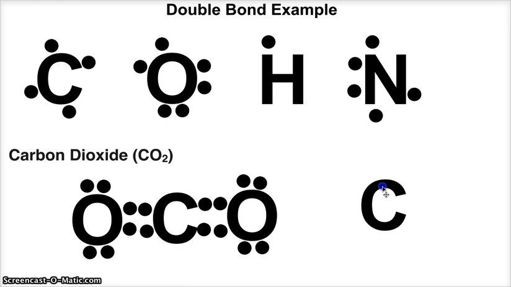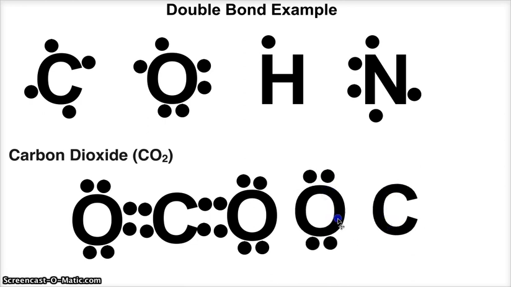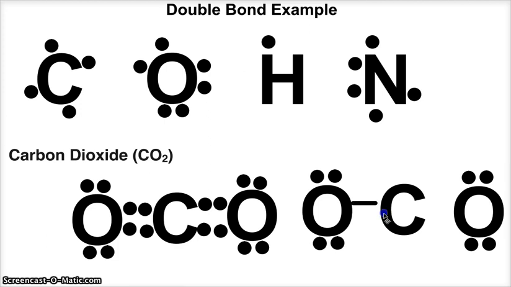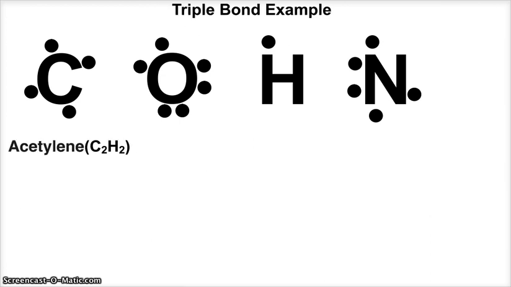The way to show that with a structural diagram is I'm going to bring my carbon out and my oxygens out. Notice I still have my non-bonding pairs of electrons here. And then I'm going to draw my lines for a bond. But it's a double bond, so I'm going to draw 2 lines now. And now I have my Lewis dot diagram along with the structural diagram for carbon dioxide. So let's see how this works with a triple bond.